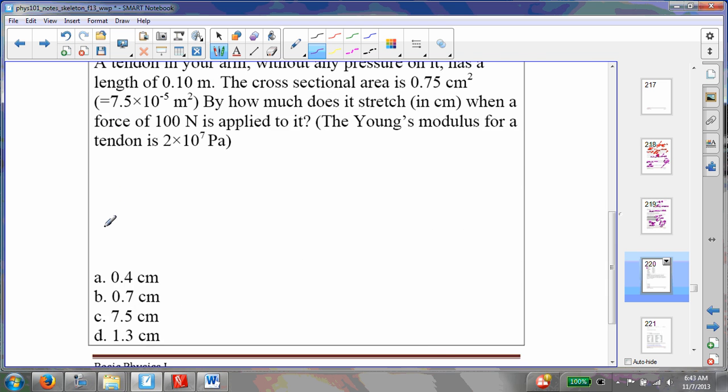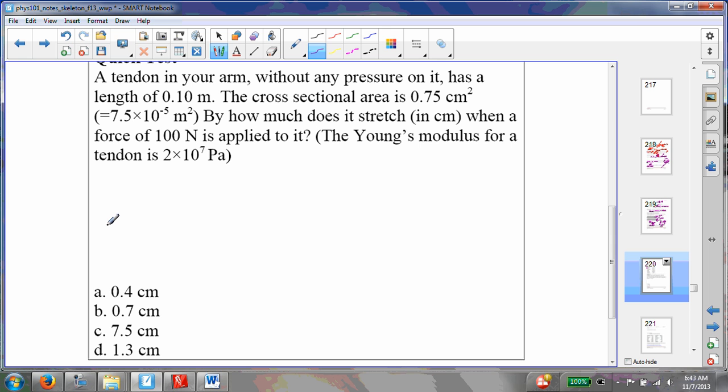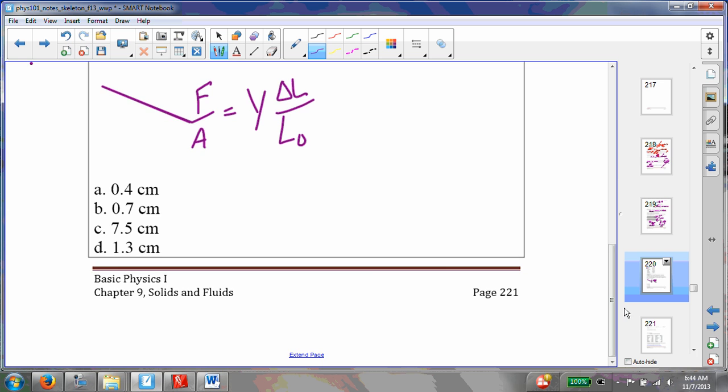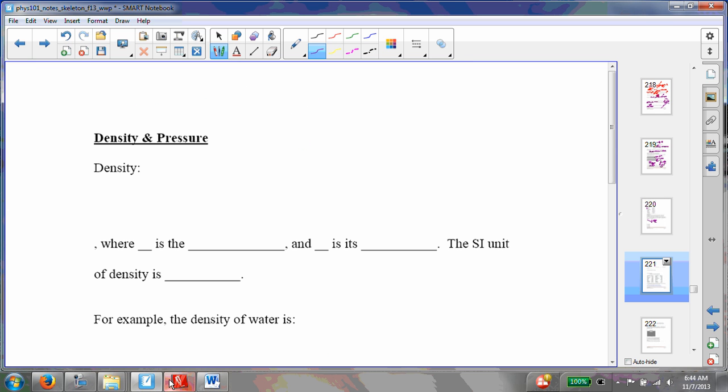You can try this quick test. This is just a simple problem applying the Young's modulus, remembering, of course, that my force per unit area is equal to the Young's modulus times delta L over L naught. And I give you the Young's modulus. You're just trying to figure out how much this material stretches. This is important when you're building things because you have to consider how much something is going to change shape when you apply a stress to it. And we'll pick up with this in the next one.